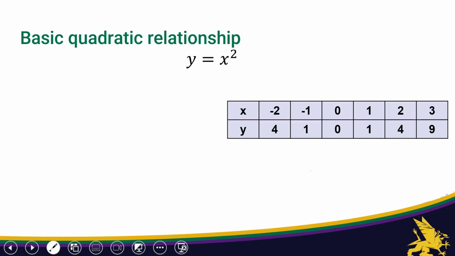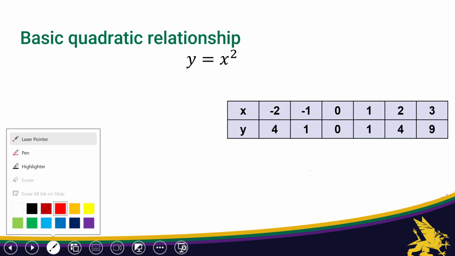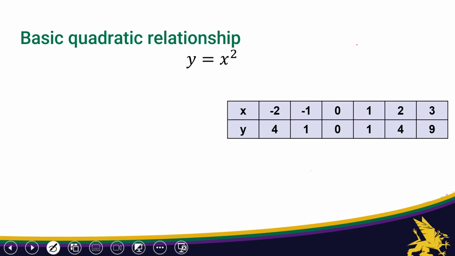So let's look at this as an example. The basic quadratic relationship is just y equals x squared. So if x is -2, -2 squared will be 4. If x is -1, -1 squared will be 1. X is 0, 0 times 0 is 0. And it'll continue. So what we can see here is it's going to end up, before I get a graph out, in this shape here.